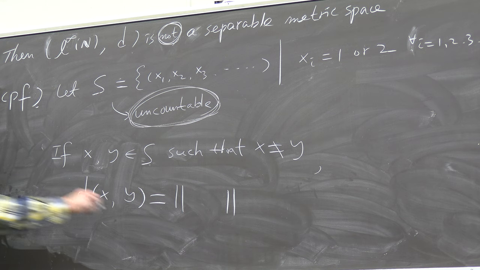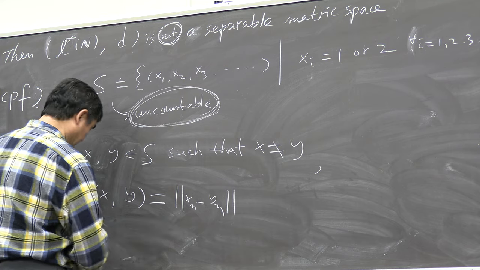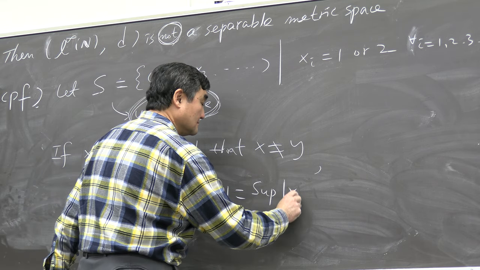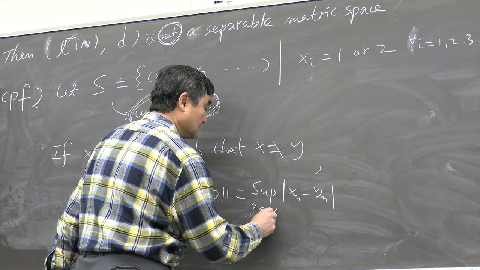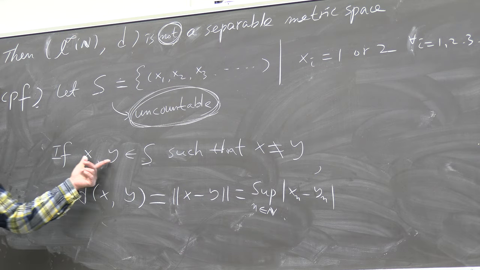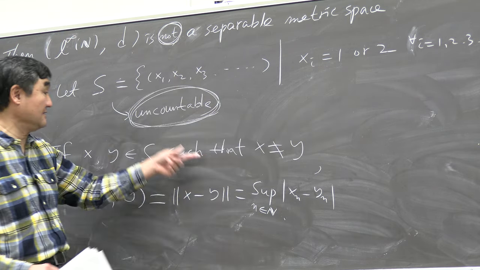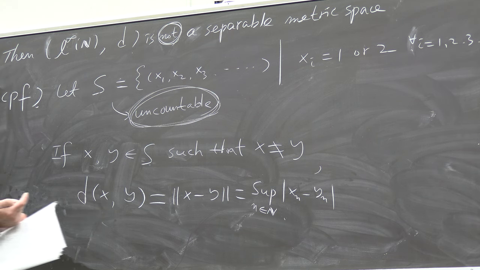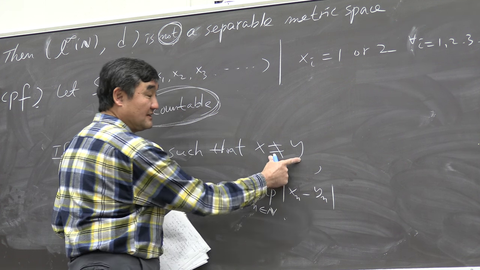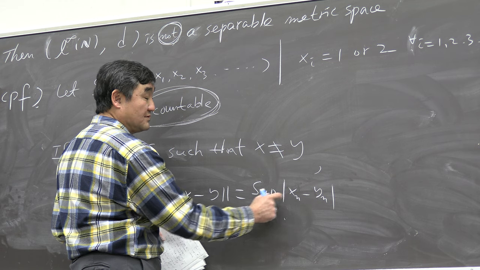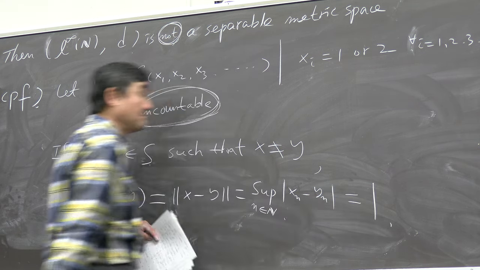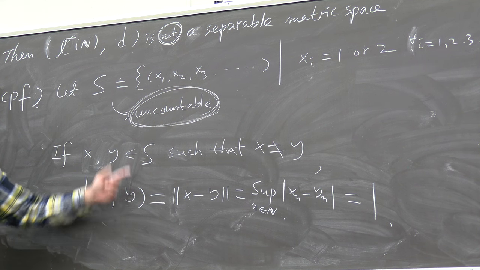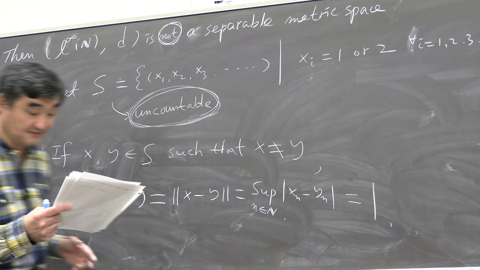The supremum norm of x_n minus y_n. Each component of the two sequences is what? Either one or two, but they are different sequences. Then what must happen to their distance? Each term is one or two, but they are different sequences. So the supremum of their distance must be what? There is no other choice. It must be positive one, definitely. So if you choose two different sequences in this subset S, their distance must be precisely positive one.